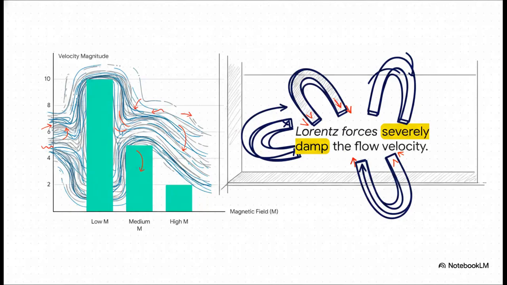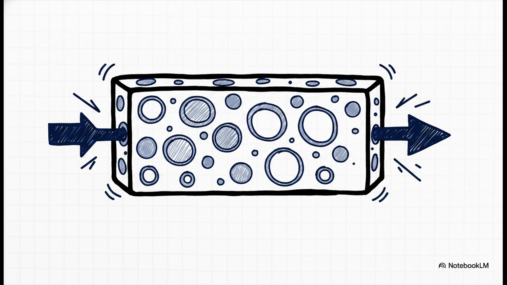Check out the drastic drop in magnitude here. As we increase that magnetic parameter from low to high, the fluid's velocity drops drastically. Those Lorentz forces severely damp the flow, which significantly thins out the momentum boundary layer. And this stabilization effect is highly desirable in complex MHD energy systems to prevent erratic shear stresses against your machinery walls. On the flip side, we have the porous permeability parameter, K.